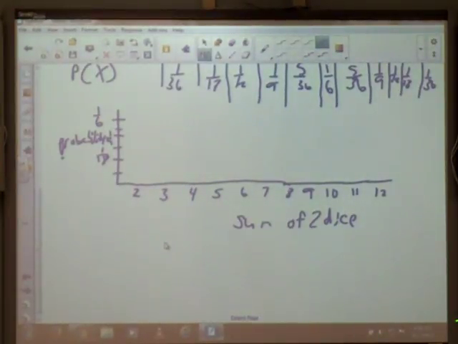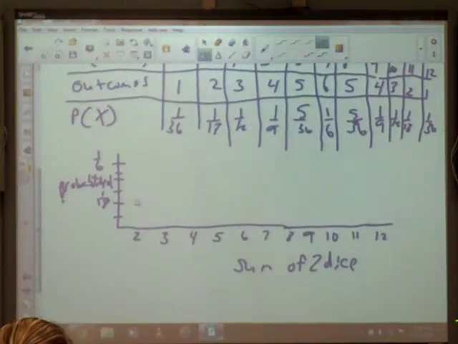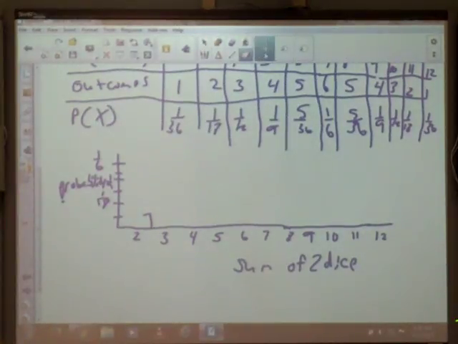All we got to do now is draw our bar to the right height, and it's a histogram, so we need to try to space it so that it connects with the adjoining bar. So the probability of rolling a 2 was 1 out of 36. I already went too high.